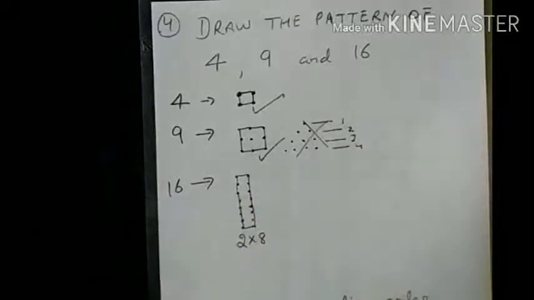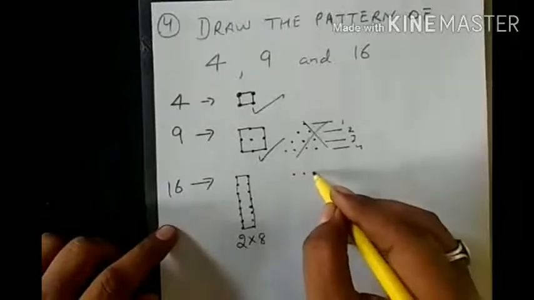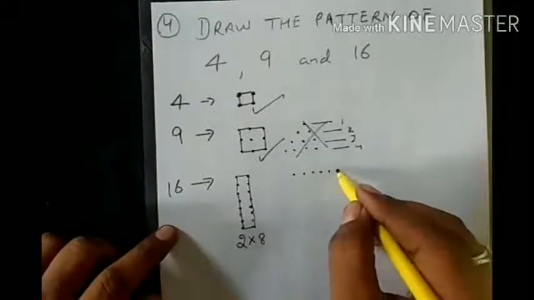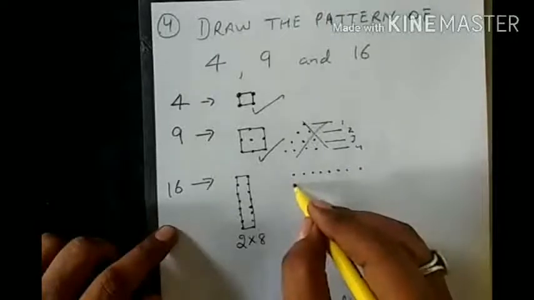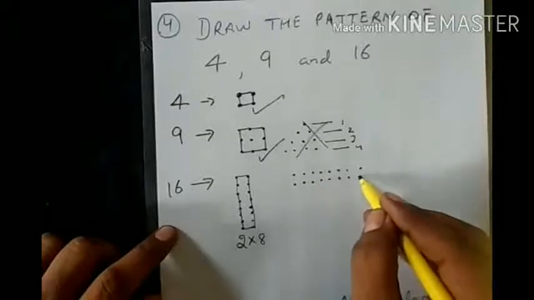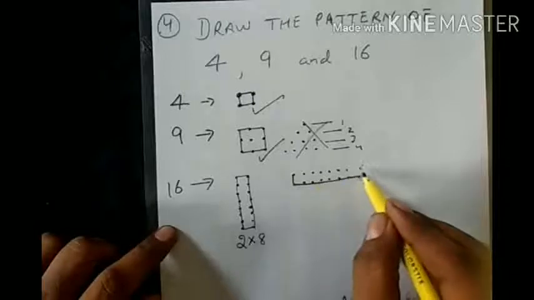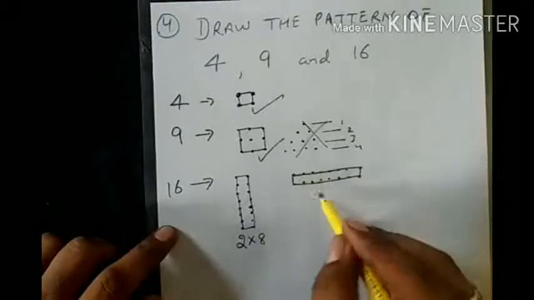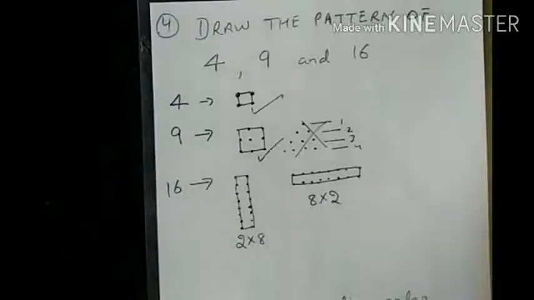Now also we can make another pattern: 1, 2, 3, 4, 5, 6, 7, 8 and another row of 8 dots. Now which type of pattern is this? Again rectangular. So this is 8 multiplied by 2 to make 16.